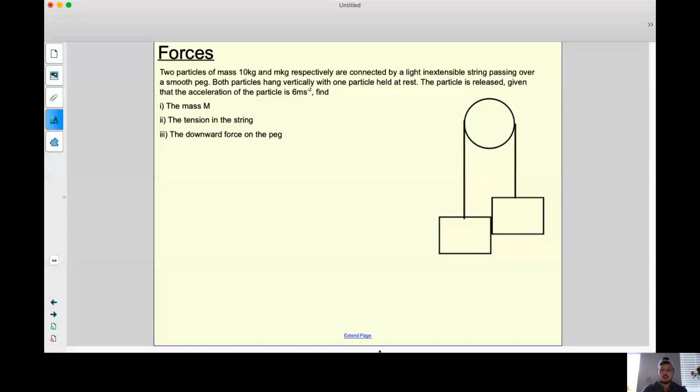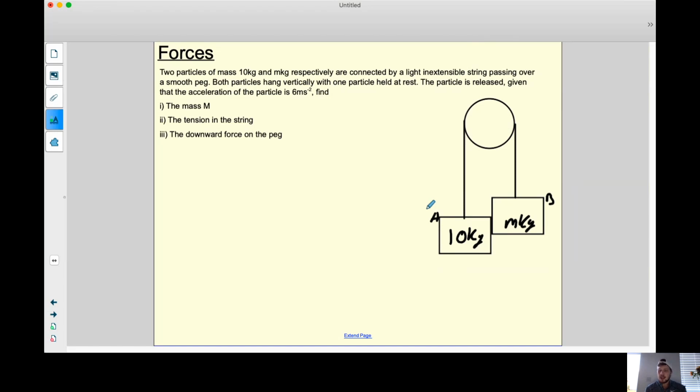Today we're going to be looking at a bit of a harder pulleys question, so I'm just going to share my screen so you can see it now. It starts off by stating that two particles of mass 10 kilograms and m kilograms respectively are connected by a light inextensible string passing over a smooth peg, which I've labelled here. I'm going to call them particle A and particle B. Both particles hang vertically, and one particle is held at rest. The particle is released, given that the acceleration of the particle is 6, find the mass, the tension, and the downward force on the peg.